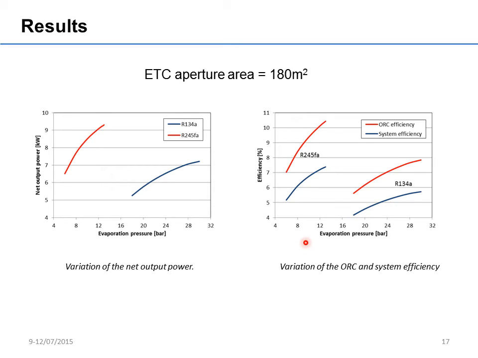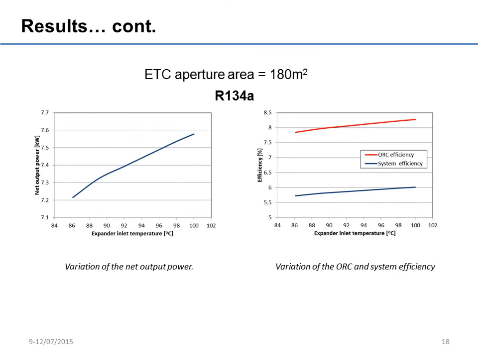This figure shows both the organic Rankine cycle efficiency and the system efficiency for the two fluids. We can see from this figure that R245FA has higher organic Rankine cycle efficiency and system efficiency than R134A. Because the maximum cycle temperature, 100 degrees Celsius, is not reached for R134A, superheating this fluid after evaporation is needed to reach 100 degrees Celsius.